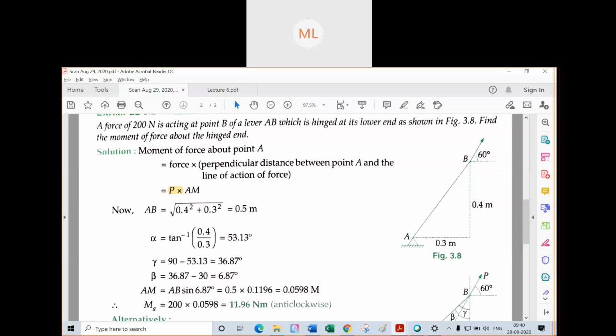Yes or no? Yes. So this is the force in the x direction, and this is the perpendicular distance, right? If this is the perpendicular distance, so what happens? This comes out to be how much? 0.4 meter, no? So this one is F of x, force into perpendicular distance.